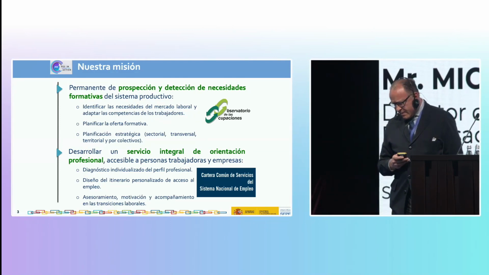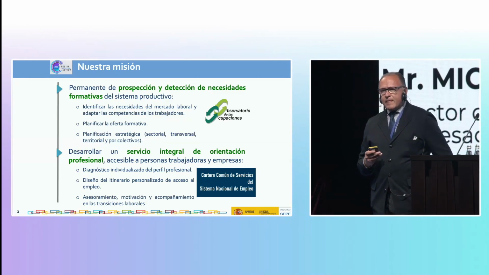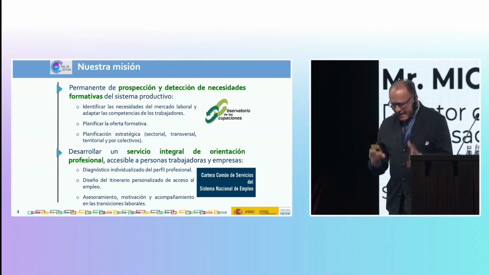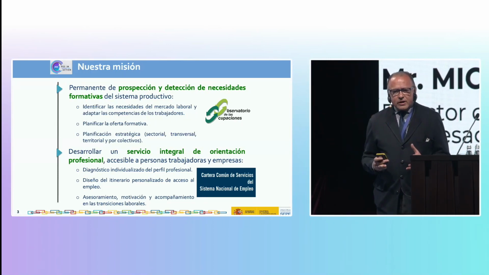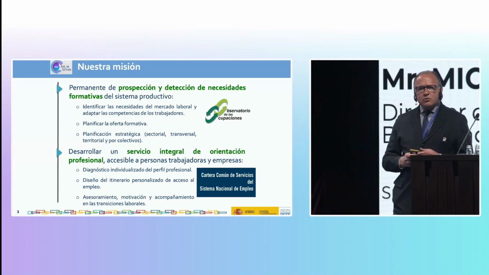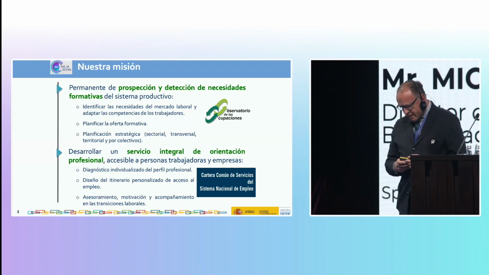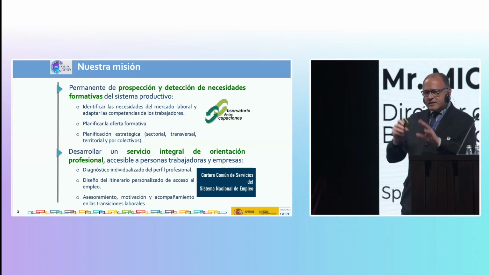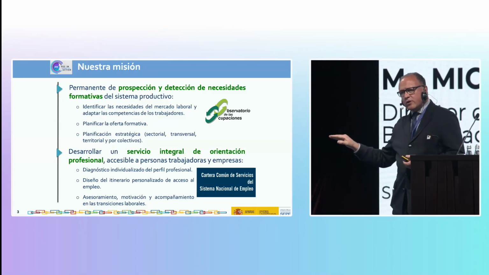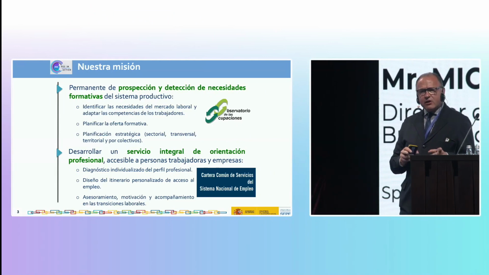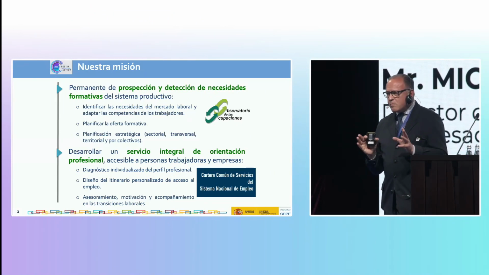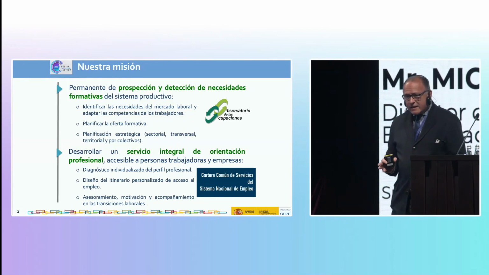Our task is to identify the training needs in our system. Public employment services should be able to identify training needs, what the labor market actually requires, and to do it in real time, in order to design training programs for the sectors and cross-sectoral programs and all sectors. Another important task is to develop a holistic vocational education service that both job seekers and employers will have access to.